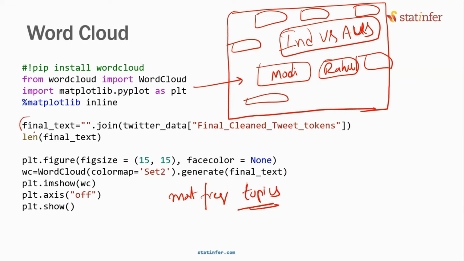How do you do that? You get all the text, use a function called word cloud. You can use any color map, color settings, and then generate the word cloud. Figure size and all that, those are optional matplotlib commands. This is the command that will generate the word cloud.